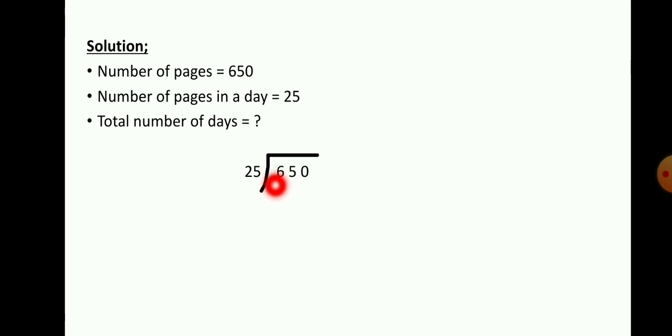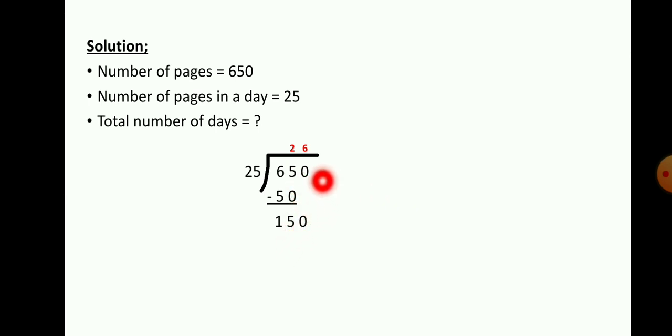So we'll consider 65. So 65 does not come in the table of 25, but below 65, 50 comes in the table of 25. How many times? 2 times. 2 times 25 equals 50. So we'll write 2 at the top like this, and we'll write minus 50 below. That means out of this 65, we just solved this 50. Now subtract it. So 6 minus 5 equals 1. Similarly, 5 minus 0 equals 5.